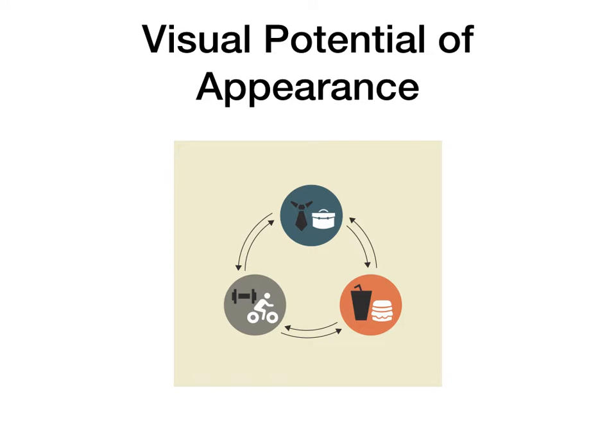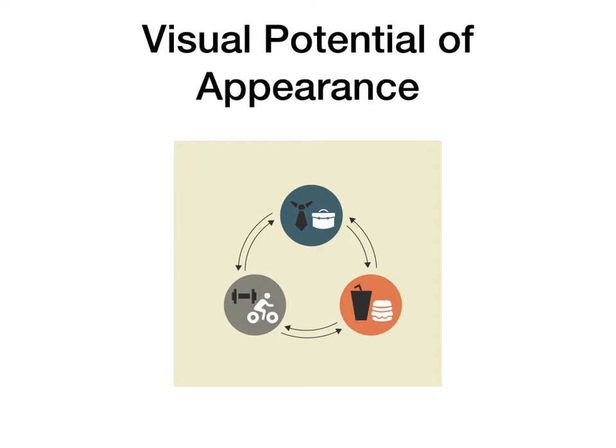Visual potential is the potential for information to be conveyed visually. The visual potential of appearance refers to the use of visual elements like texture, shape, and color to represent something in the world. Visual potential of appearance can be used to inform someone what a particular object looks like, or it can use recognizable elements to quickly inform someone what something is about.